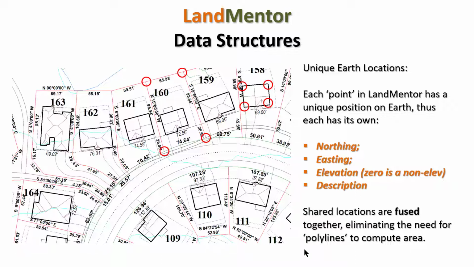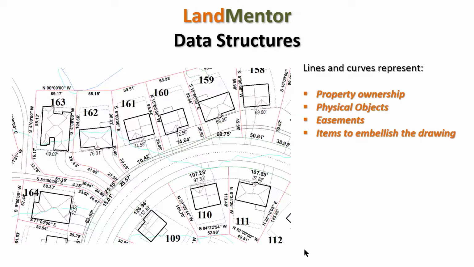When the lines are fused or attached to each other, there's only one point there. Other packages have multiple points, and that's why they can't do spatial data as easy as we can.